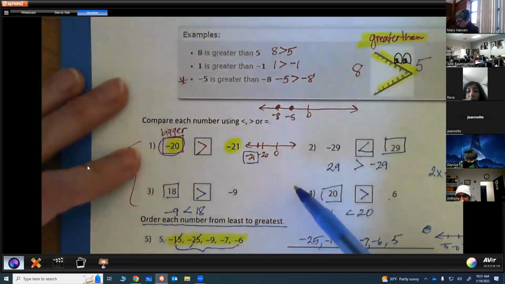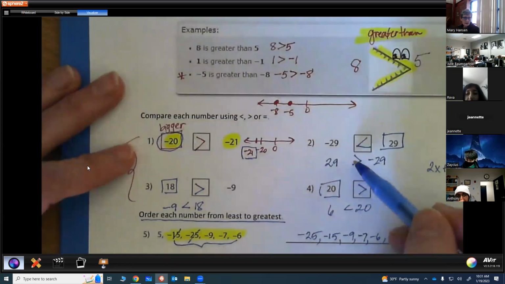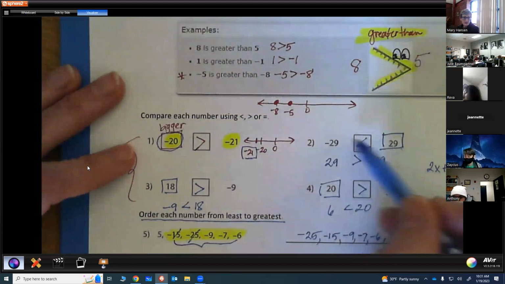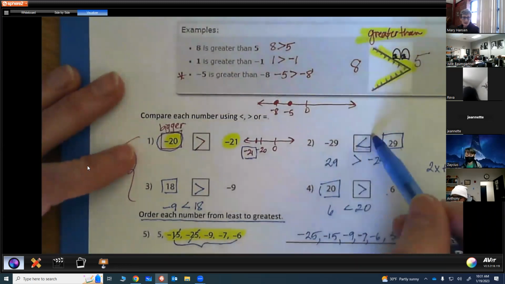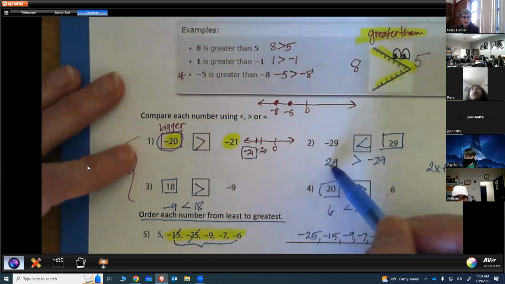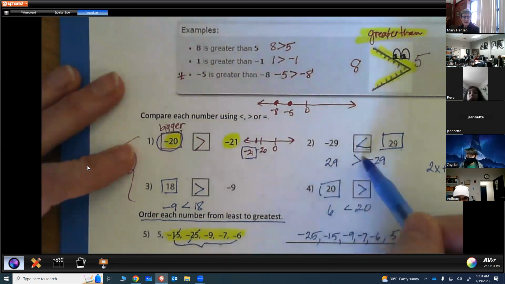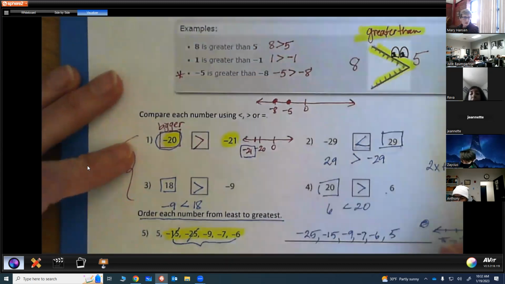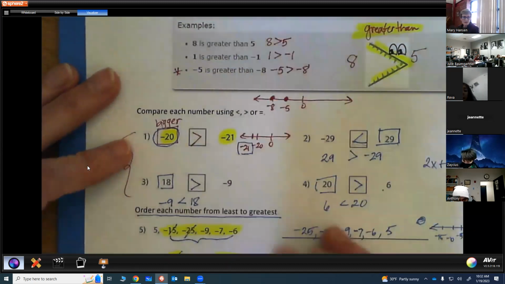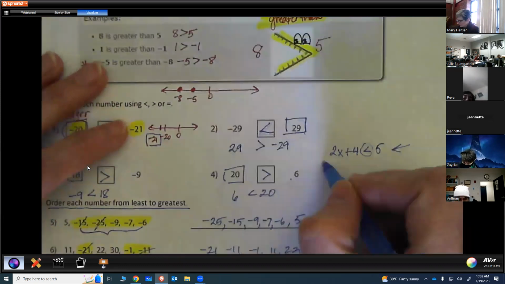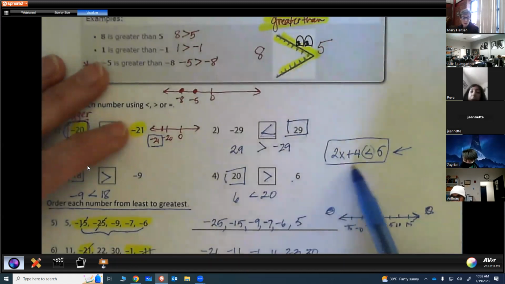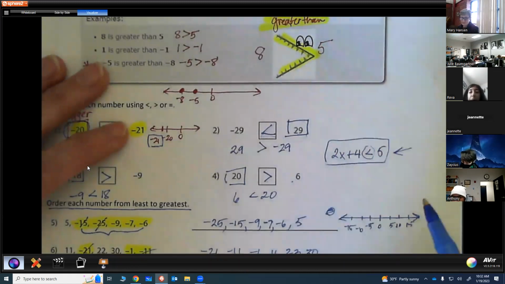So as we looked through each of these, we identified the bigger number, and then we made the symbol that opened to the bigger number. And so we talked about that negative 29 is less than positive 29. And if we reverse the order and put the 29 on the left, 29 is greater than negative 29. And so these symbols are ones we're going to do some work with, and eventually in math, you get to a point where you're solving inequalities, where you're solving algebra problems using less than or greater than.